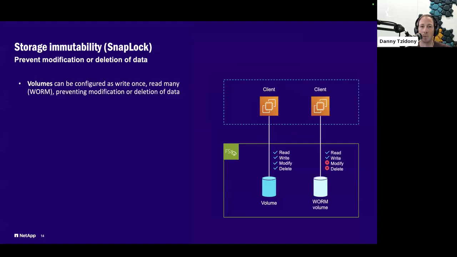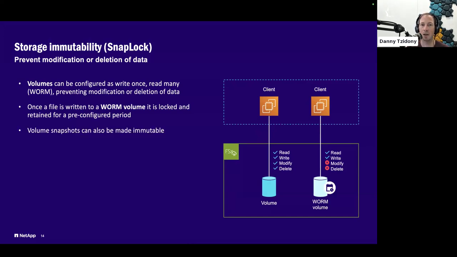So with storage immutability, some files or some volumes can be written once and then be read only and cannot be deleted or modified. Once again, it could be on the file level as well. The acronym is WORM. It is locked for a predetermined, pre-configured period, meaning you cannot delete it even with the highest administrative privilege. So if you choose to do that, be very, very careful with what you're doing. And one of the other great things is that volume snapshots can also be made immutable, and we'll see it in the demo.